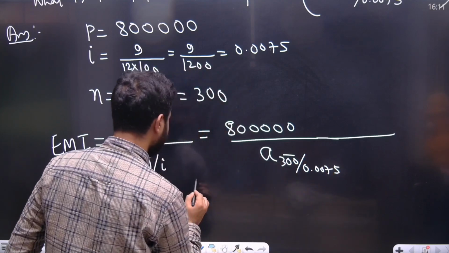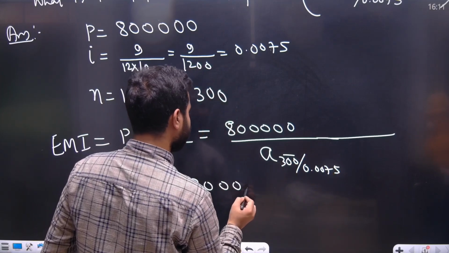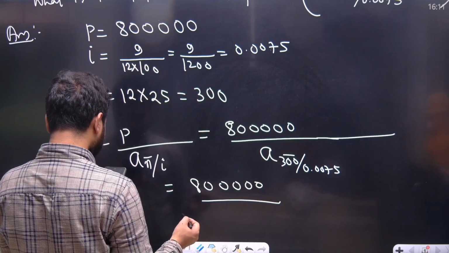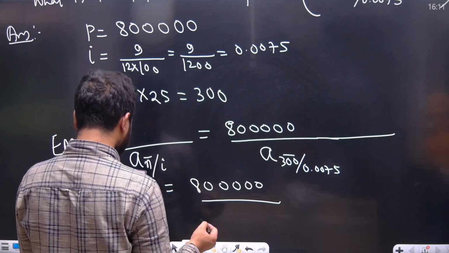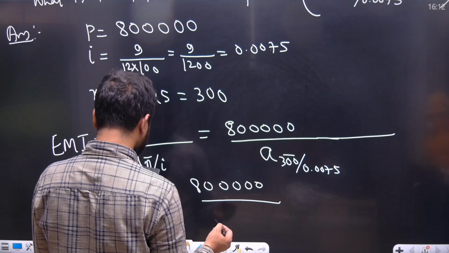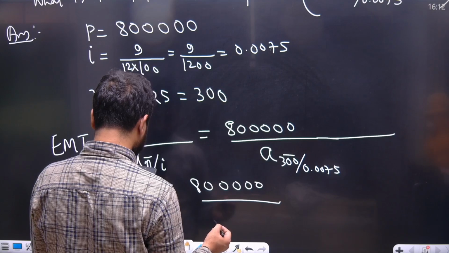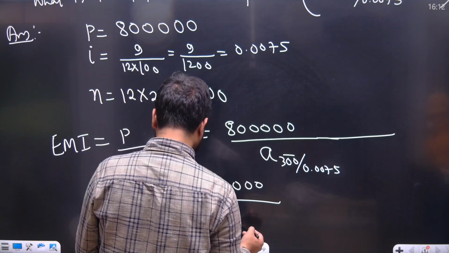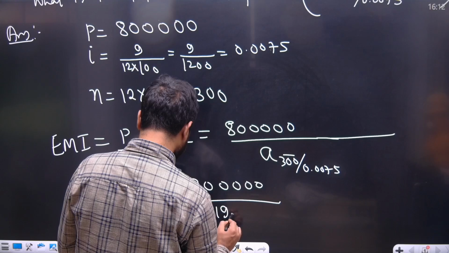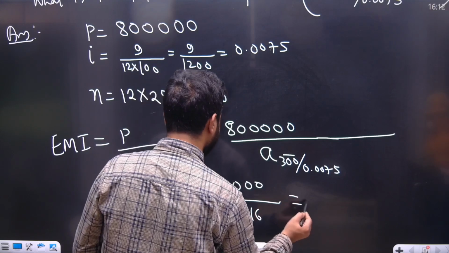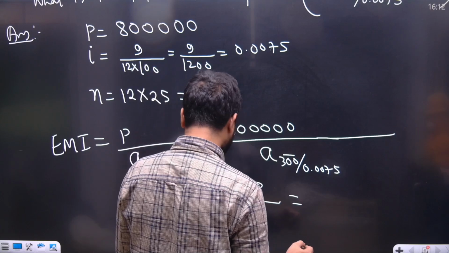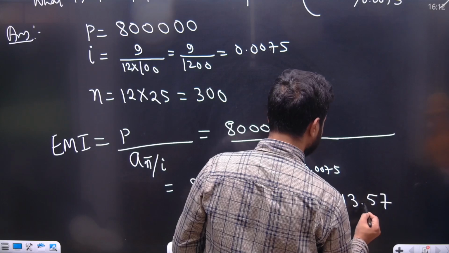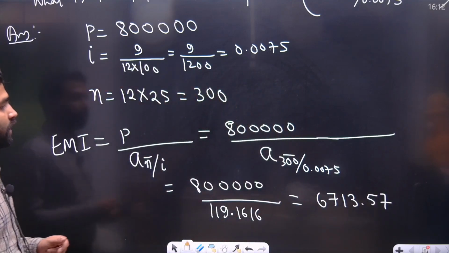So now it is 8 lakh divided by the value of this, which is given in the question. It is 119.1616. Now if you divide this 8 lakh by this value, then you will get the EMI as 6713.57. So this is your monthly installment, the monthly payment he has to make.